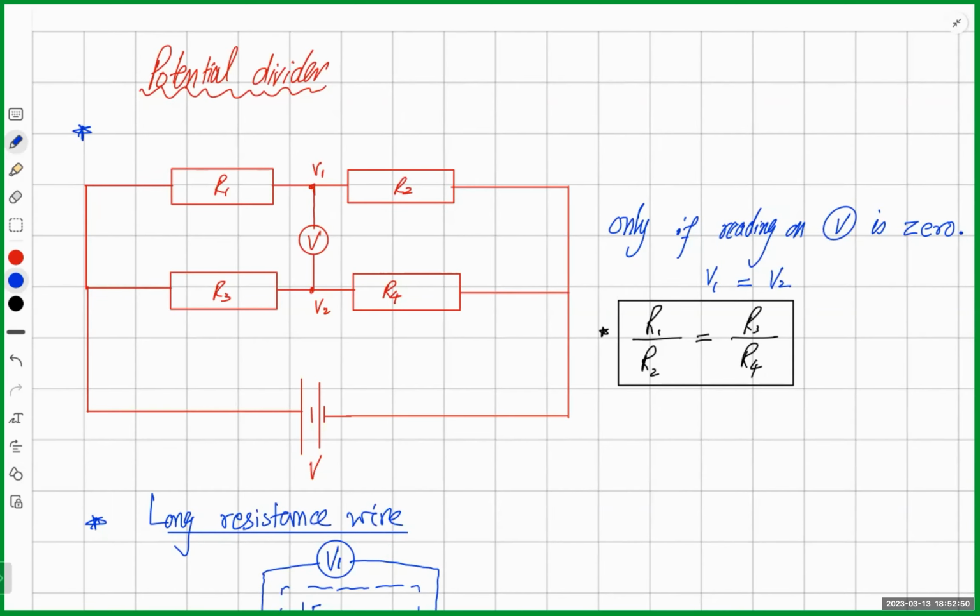So this is a particular setup where the voltmeter reads 0 and we can establish an equation. It means R1 divided by R2 is the same as R3 over R4. And the equation can also be R1 over R3 equals R2 over R4. This equation can be applied in two different ways.